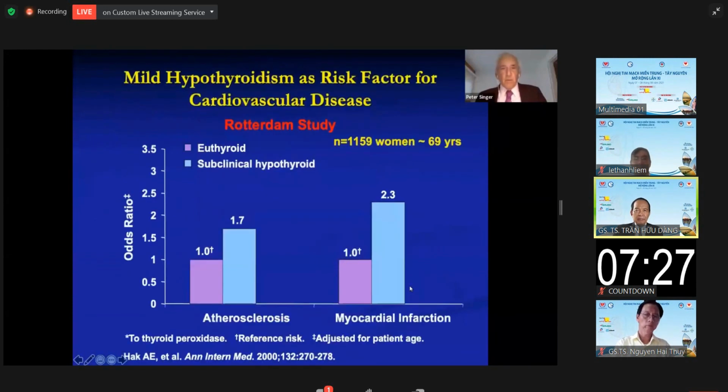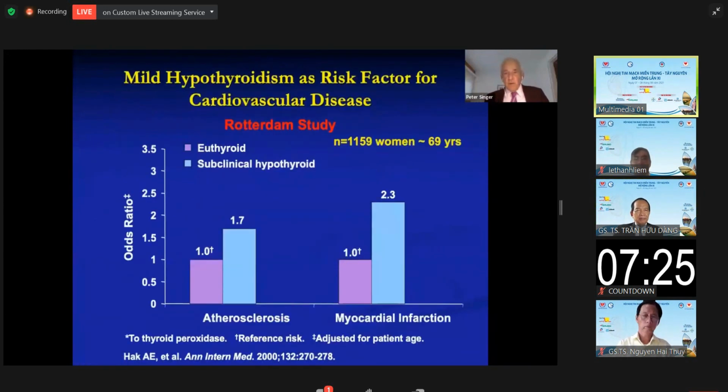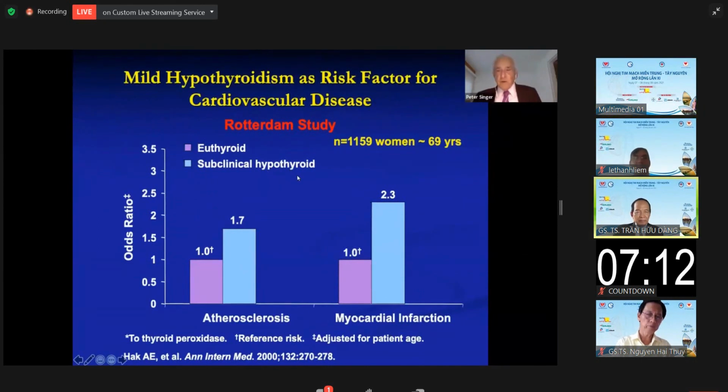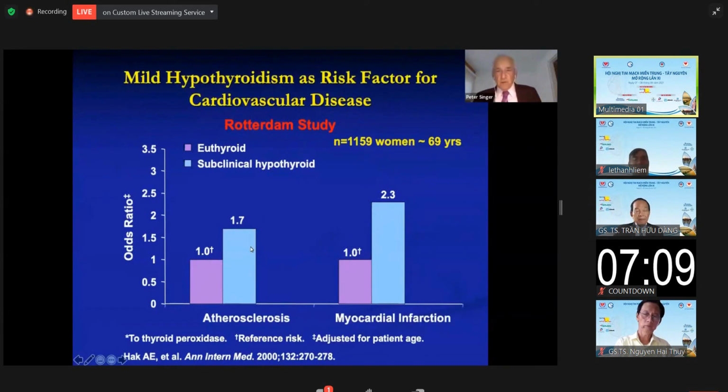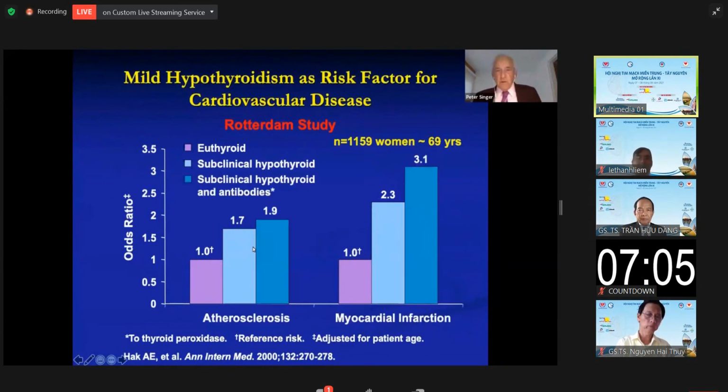This is her. Okay. This study was done in Rotterdam about 20 years ago, and it showed these were all women. A mean age was 69 of 1,100 women, euthyroid versus subclinical. Those patients with subclinical had a greater likelihood of having an MI and atherosclerosis.